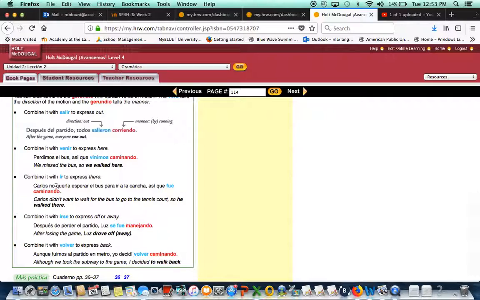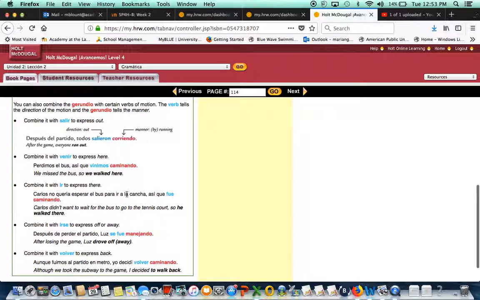This one right here, when you're using ir plus gerundio, you're expressing the same thing as this one right here, all right? Carlos no quería esperar el bus para ir a la cancha, así que fue caminando. All right, so how did you go to your destination? By what? Walking, running, by ride.